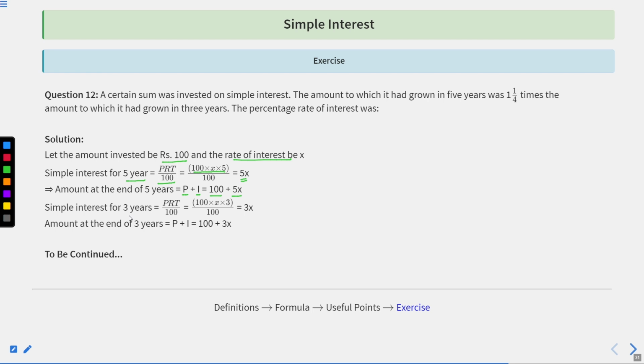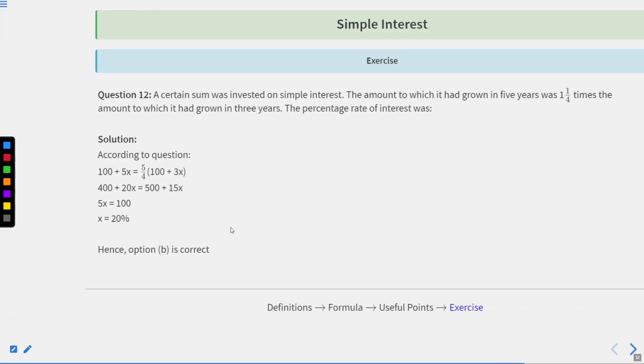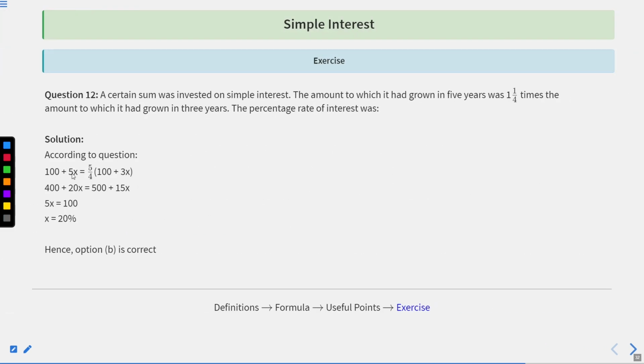The simple interest for 3 years will be principal into rate into time upon 100, that is 100 into X into 3 upon 100, which is equal to 3X. So the amount at the end of 3 years will be P plus simple interest, that is 100 plus 3X. So according to the question, 100 plus 5X is equal to 5 upon 4 times of 100 plus 3X. So it is 400 plus 20X equal to 500 plus 15X. So 5X is equal to 100. That means X equal to 20%. So the option correct here is option B.